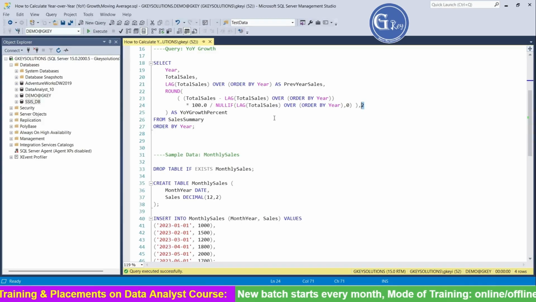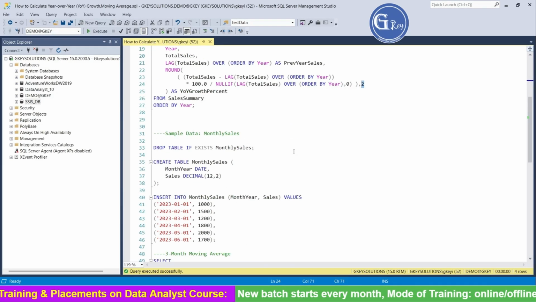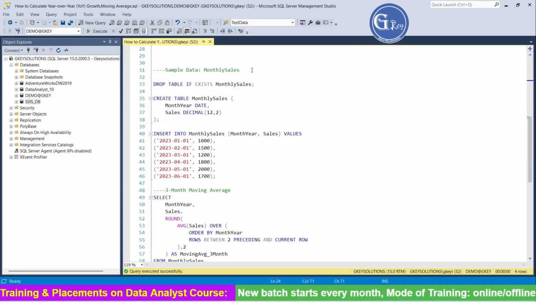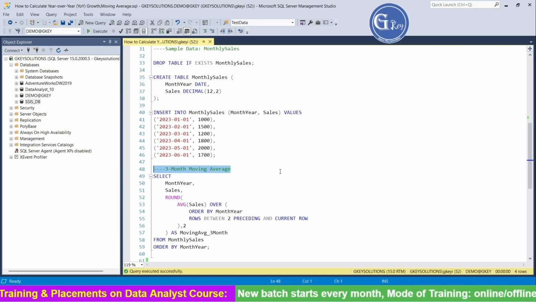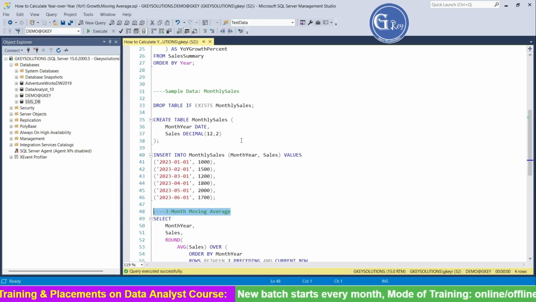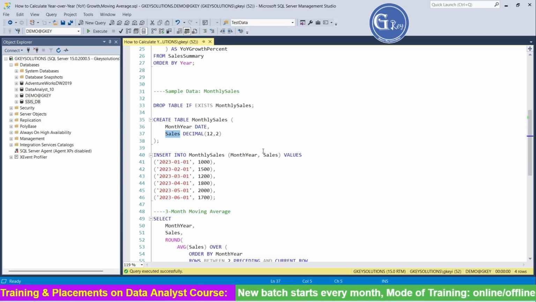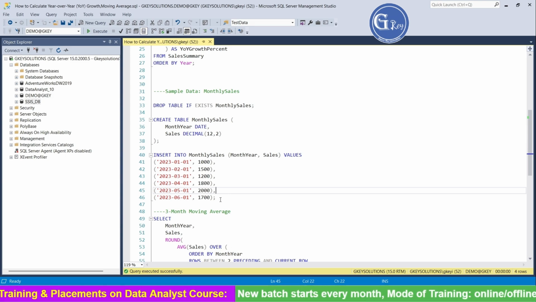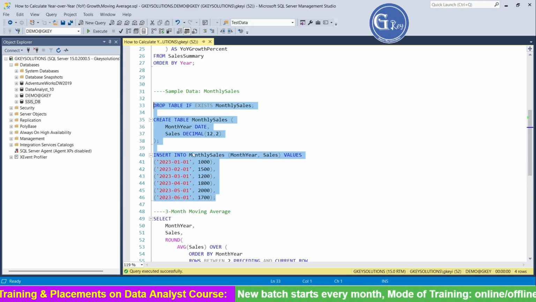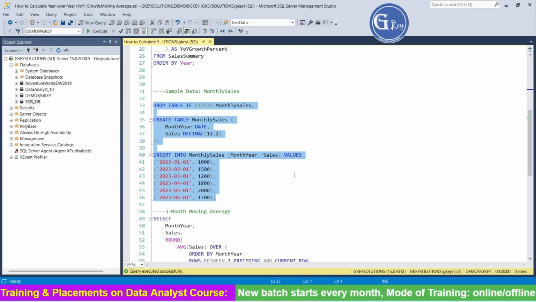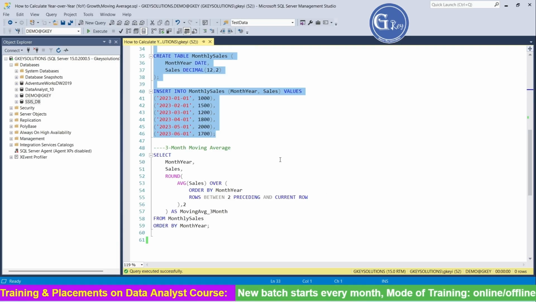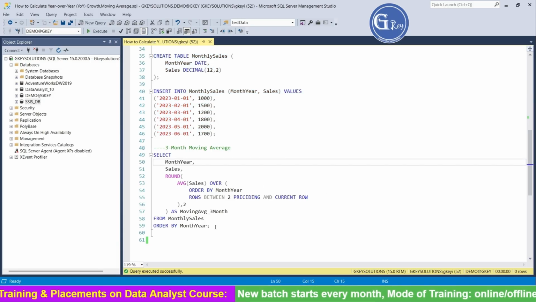In this way we have calculated the year on year growth, and the next scenario we are going to perform is the 3-month moving average. For this we are going to create a table with the columns month year and sales, and we are inserting around 6 rows of data into this table. The table name is monthly sales, 6 rows got affected. Let's see how this query is going to give us the output.